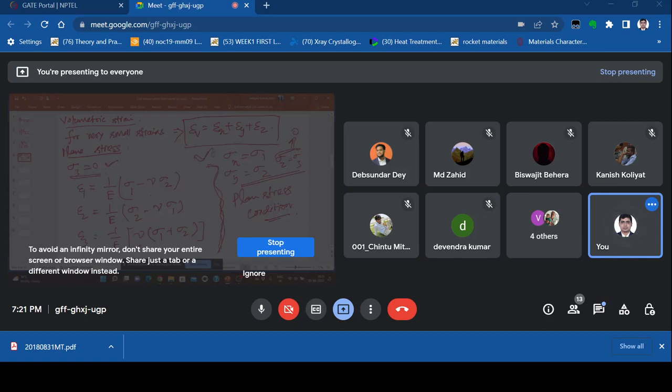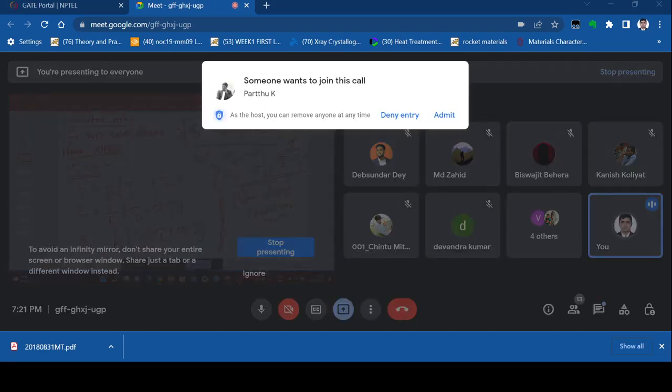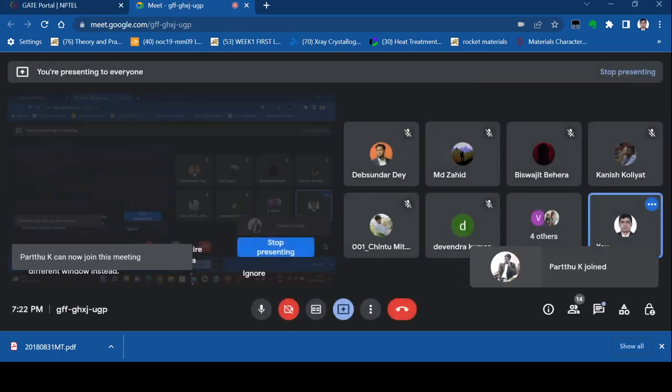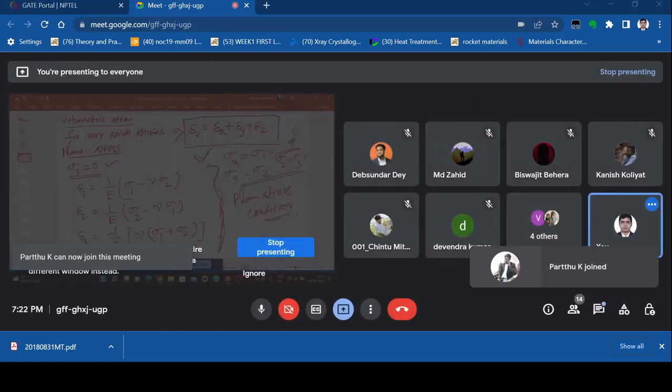So you can assume this sigma 1, sigma 2, sigma 3 as principal stresses also, because we are considering only normal stresses here. So either you choose sigma x or sigma 1, there is no difference. When shear stresses are there, then we have to choose carefully sigma 1 or sigma x. That will be a whole different thing. Okay.